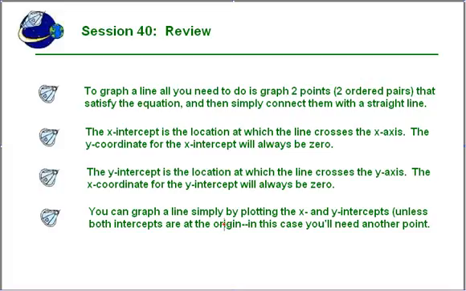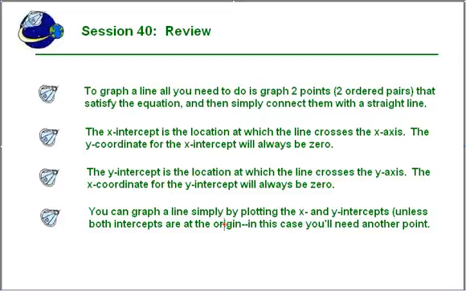Lastly, as a quick review, to graph a line, all you need to do is graph 2 points. Find 2 ordered pairs that satisfy the equation, and then stick those on the graph and connect them with a straight line. Your x-intercept is the location at which the line crosses the x-axis, and the y-coordinate for the x-intercept will always be 0. The y-intercept is the location at which the line crosses the y-axis, and then the x-coordinate for the y-intercept will always be 0.